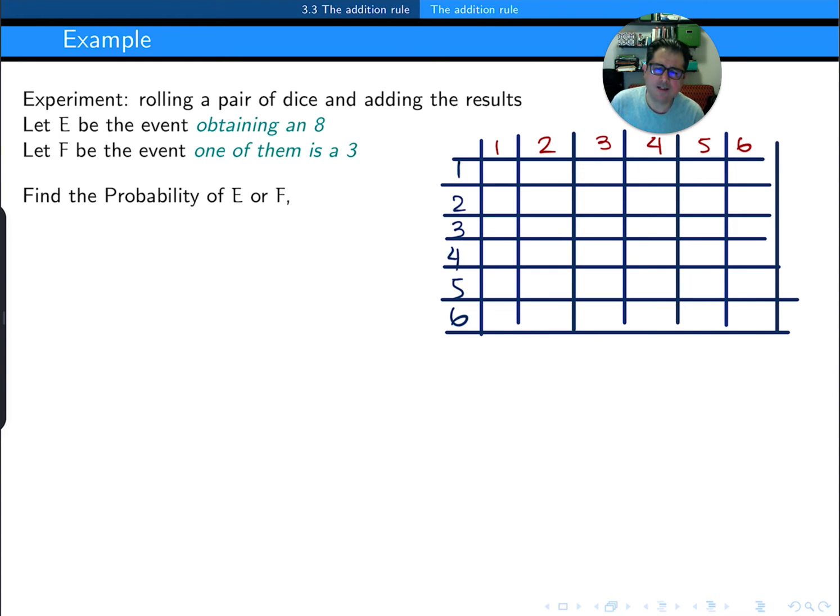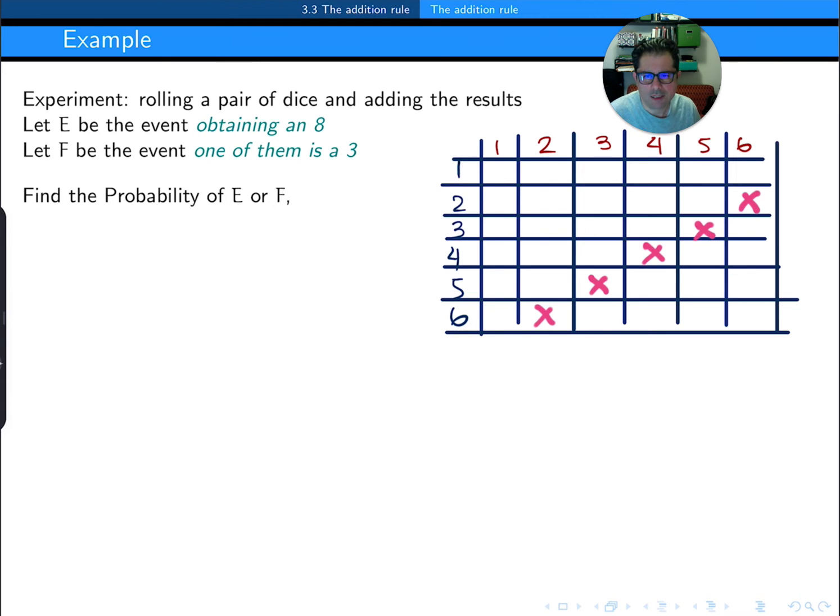So E is the event you got an 8 when you roll a pair of dice. So the 8 I could have gotten with the 6 and the 2, or the 5 and the 3, or the double 4, or the 3 and the 5, or the 2 and the 6. So it's that line right there.